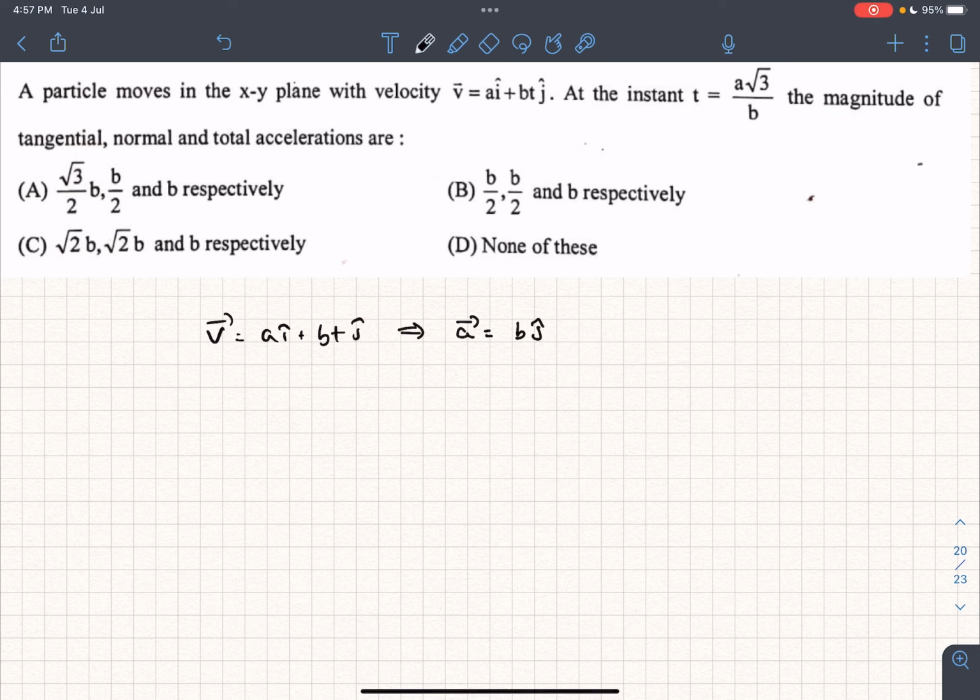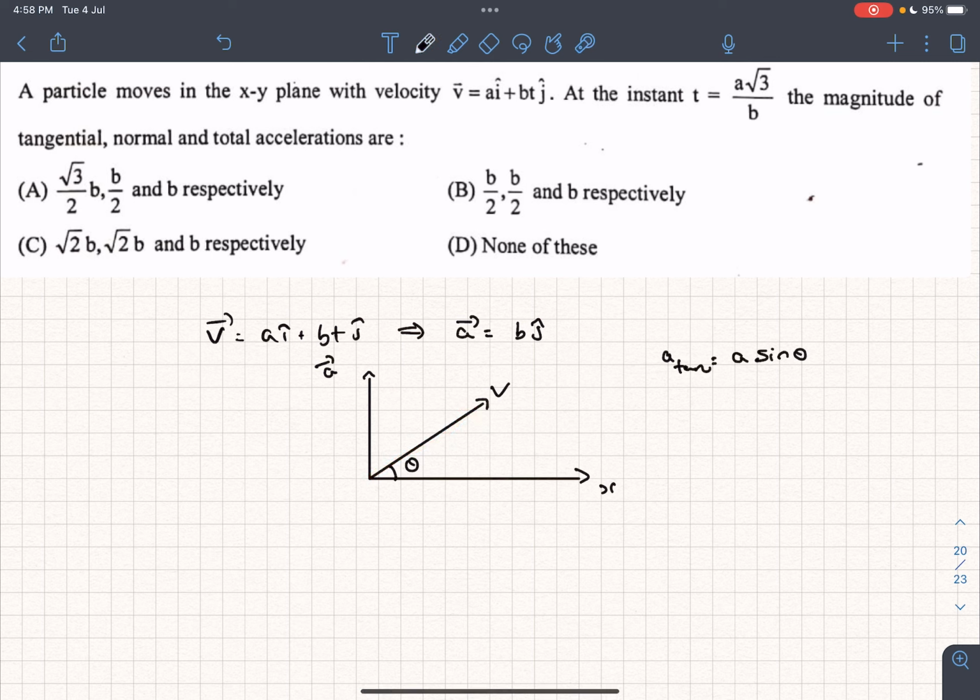Now if I plot a rough sketch of the velocity vector, it will be something like this. Let's say it makes an angle theta with the x-axis. And also the acceleration is b along the y-axis, so the acceleration vector is something like this. Now the tangential acceleration is going to be the component of acceleration along the velocity vector. That is going to be b sin theta.